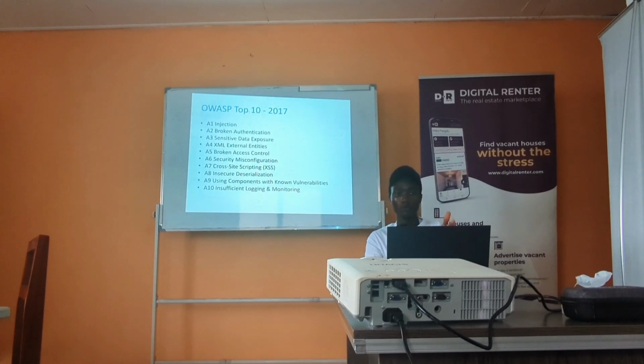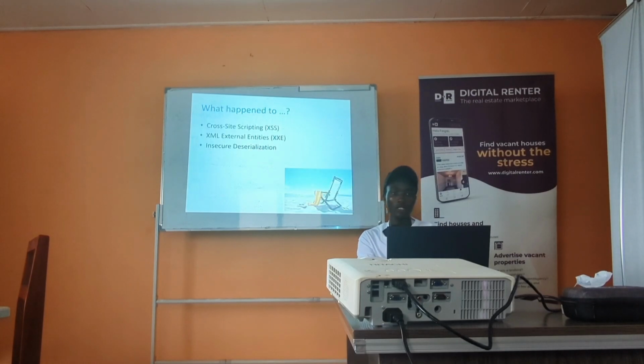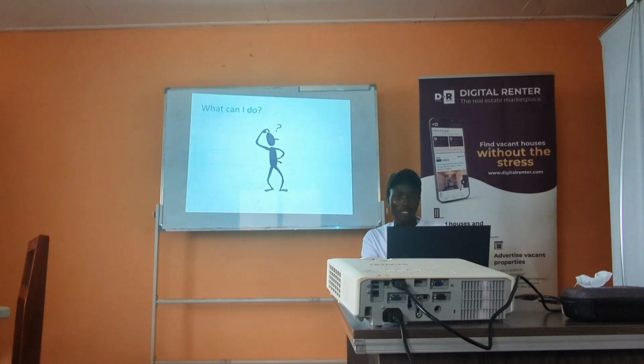If you look at OWASP top 10 of 2017 and compare it to 2021, you will see that some things have been added, and some things have been removed or merged into another category. Items from the 2017 list, like cross-site scripting, XML external entities, and insecure deserialization, have been added to other categories. So what can you do now?